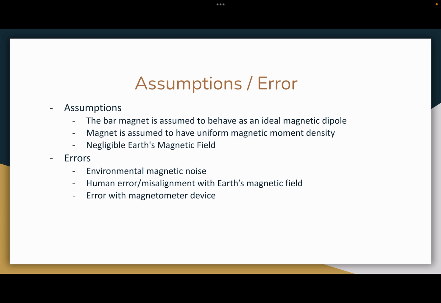First, some assumptions and errors. We assume that the magnet behaved as an ideal dipole with uniform magnetization and negligible interference from Earth's field. Possible sources of error include environmental magnetic noise, small alignment errors, and sensor inaccuracies from the phone's magnetometer. These factors likely contributed to the slope being slightly less steep than the theoretical negative 3.